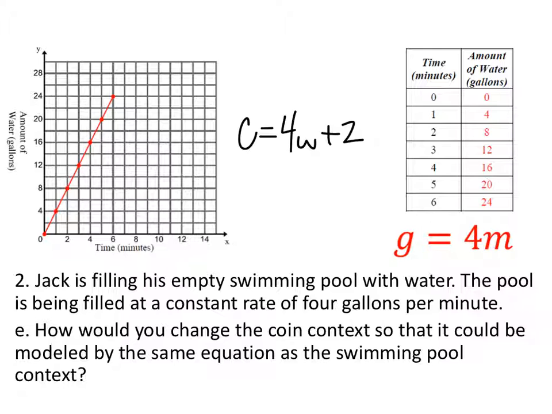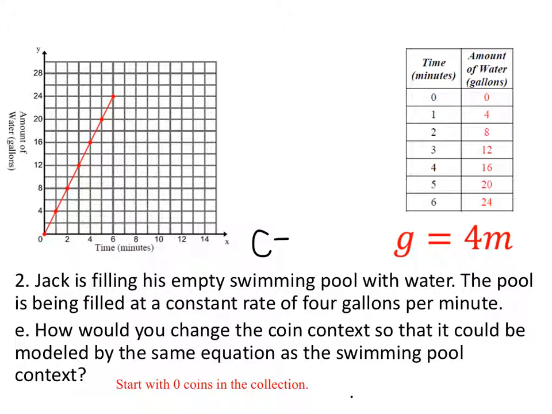If the coin problem started out with 0 coins, then it would be modeled by the same equation. It would have been coins equals 4 times the number of weeks. And then we would not have added 2, we would have added 0 like we did in this last one.